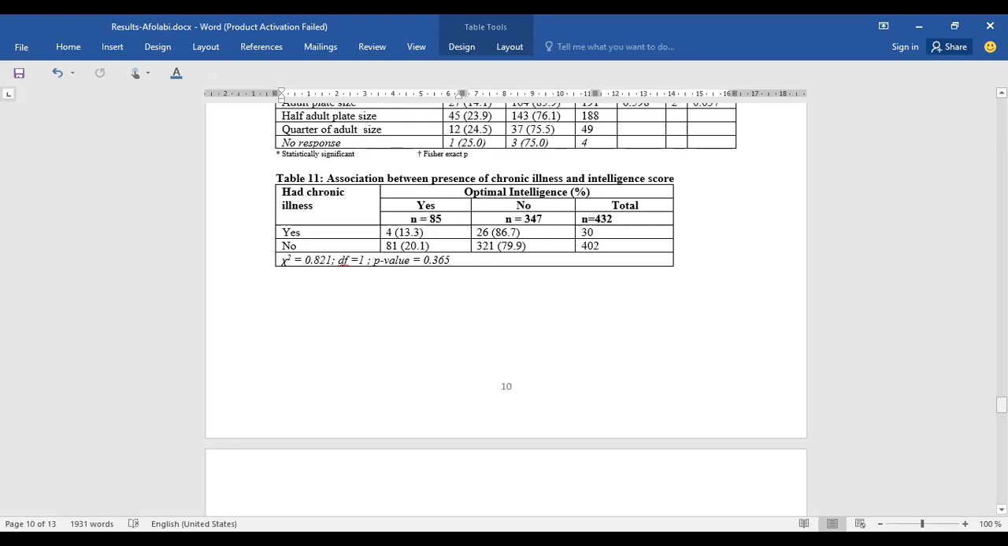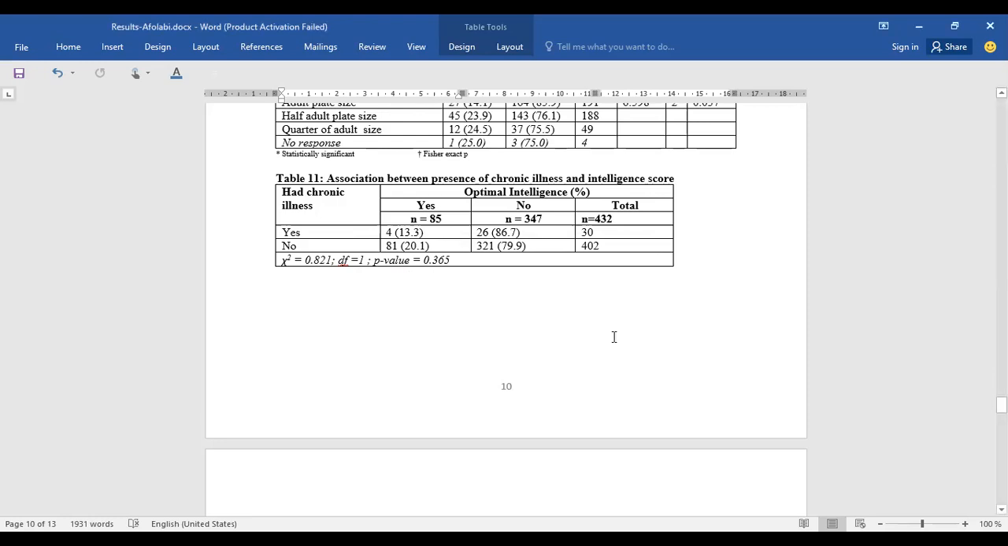Other factors, yes, there's the fourth objective. It's only that it's not significant. The people that have no illness are more likely to have optimal intelligence, because it's 20.1% of them, while for the people that have illness it's only 30.3% of them. It's only that the result is not significant. Can you see? You can see the percentage is even higher there.